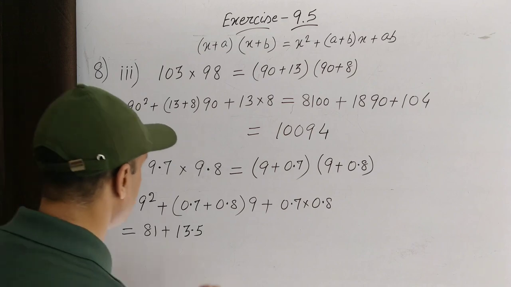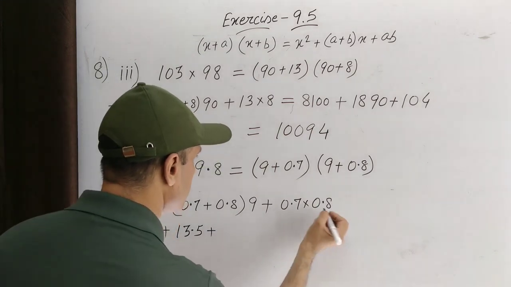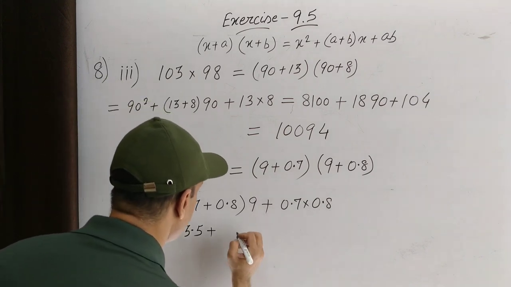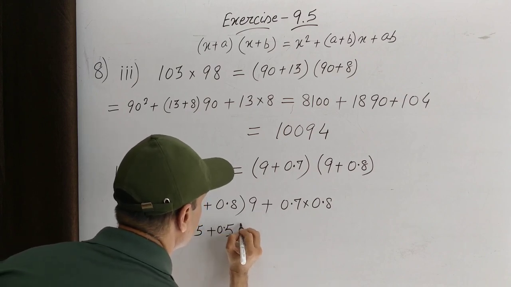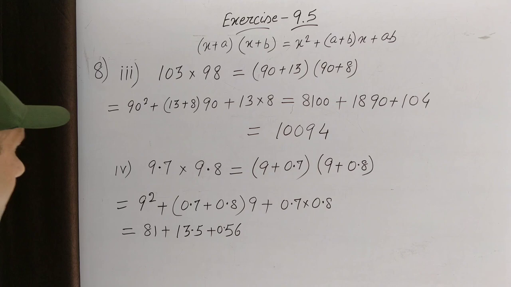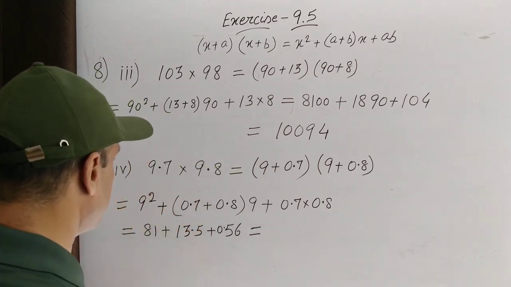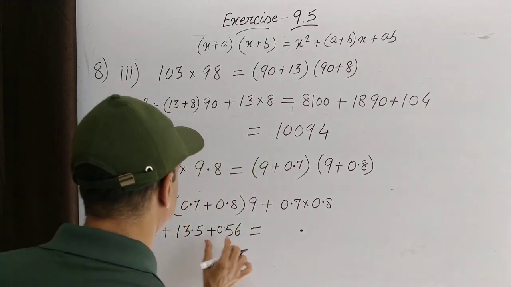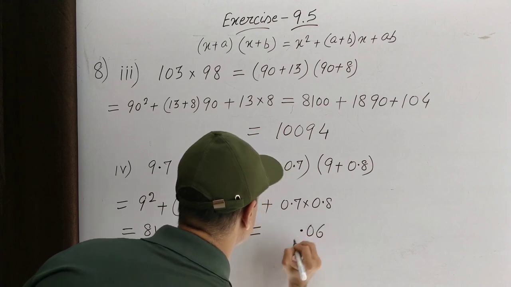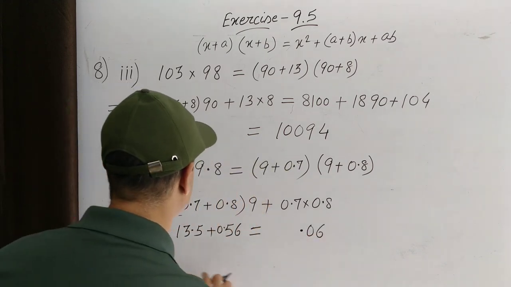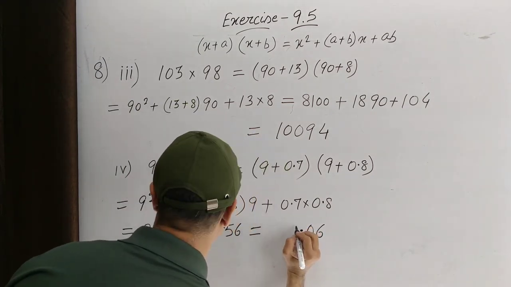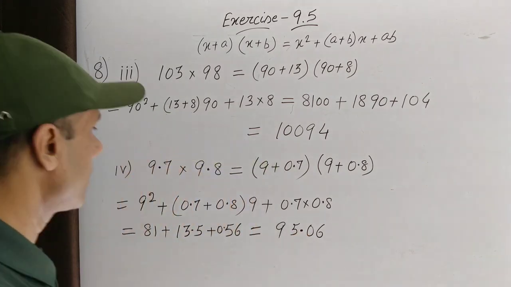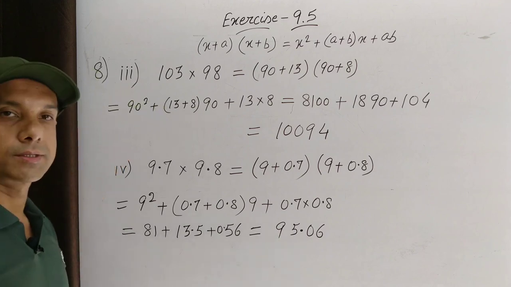And we have 13.5 plus this is 0.7 into 0.8, that is 56, and we have here 0.56. So add them up, 81, we add this one, so we'll have here 0.06, we have 6 and a 0 here, 1 carry. So we have here 4 plus 1, 5 plus 1, and here we have 1 plus 8, that is 9. So that's the value as 95.06. Clear?